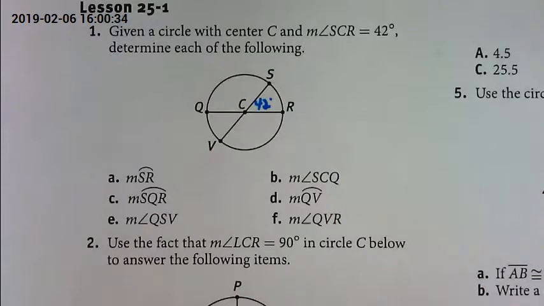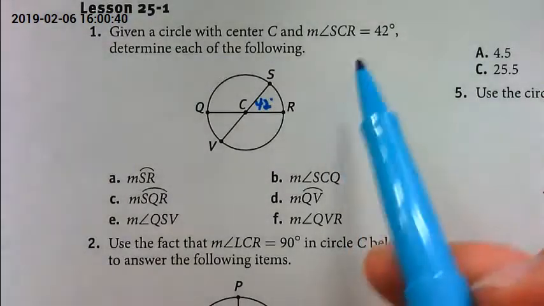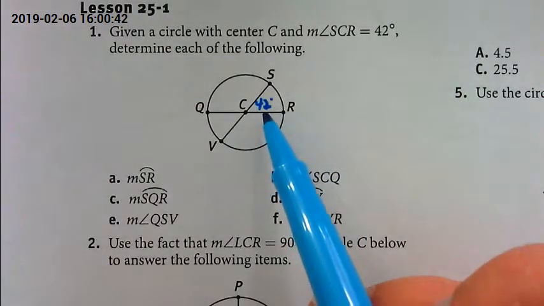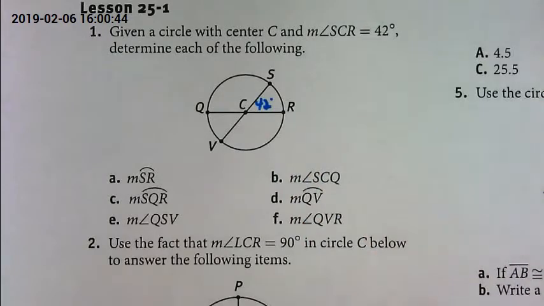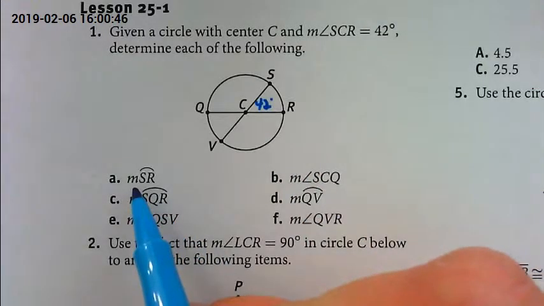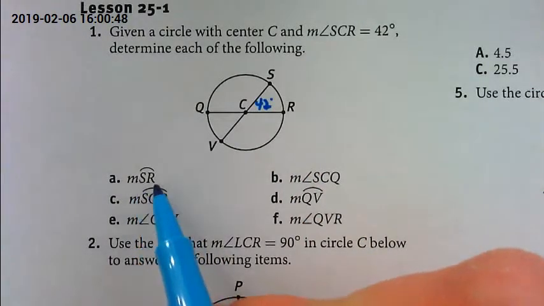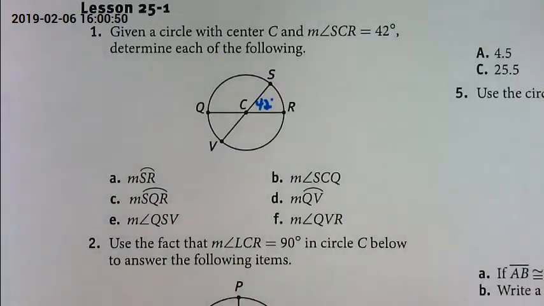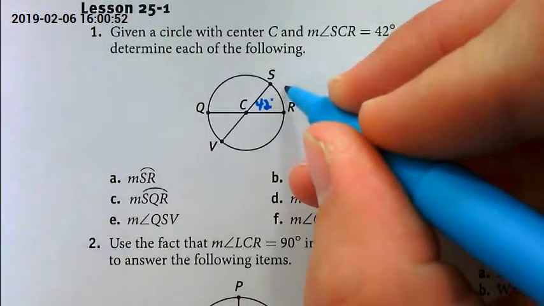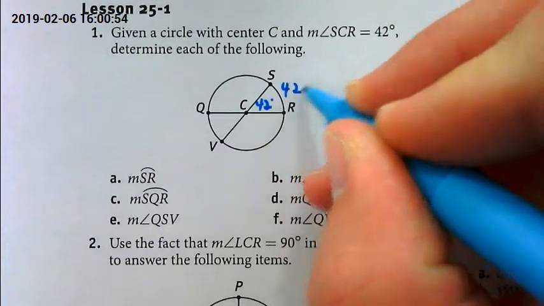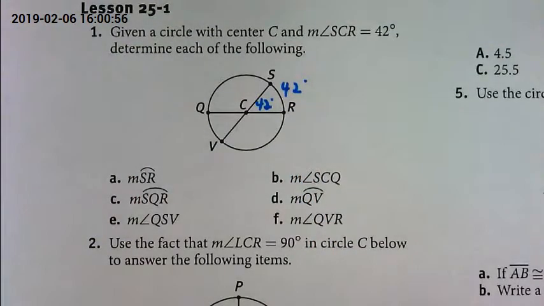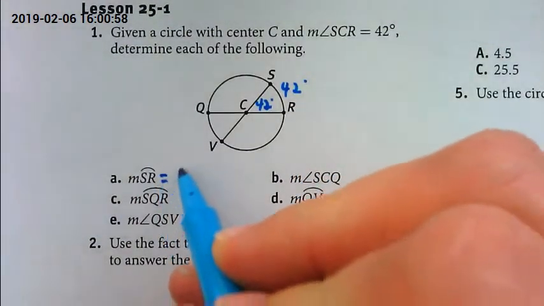All right, so again, this is page 369 and 370 that I'm going to be going over. So again, the first question, they give us some information. They tell us that this is 42 degrees. Now, the next thing they ask for is the arc. That is SR. So that is also 42 because that was a central angle. So the arc and the central angle have the same measure.